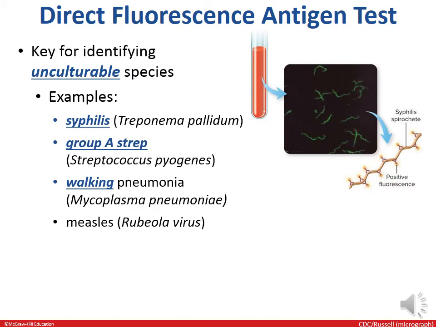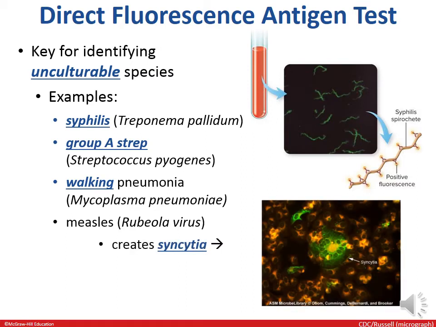And even measles is a virus that when it infects the cells, it creates these things called syncytia, where it basically causes neighboring cells to just merge together and make these big giant cells. And so those syncytia actually display antigens that are easily detected by antibodies, and then if they use fluorescent dyes, they can determine the presence of these syncytia as an indication of measles infection.